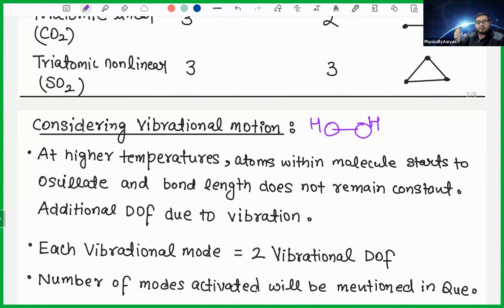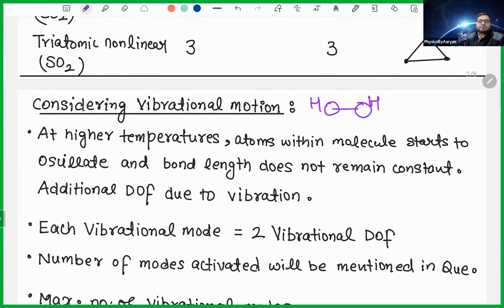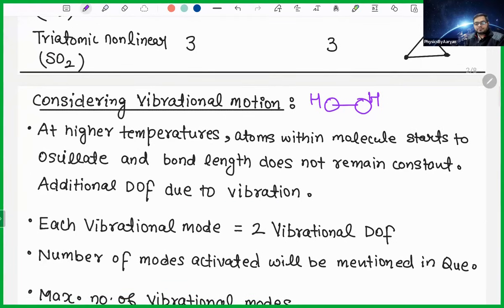Vibration motion is a new motion. And this motion is activated only at higher temperature, because you need a high amount of energy to make something vibrate. Something does not vibrate by itself. You need a higher amount of energy to activate the vibrations. Right? You activate the vibrations, then only it will vibrate. So additional degrees of freedom come because of the vibration.